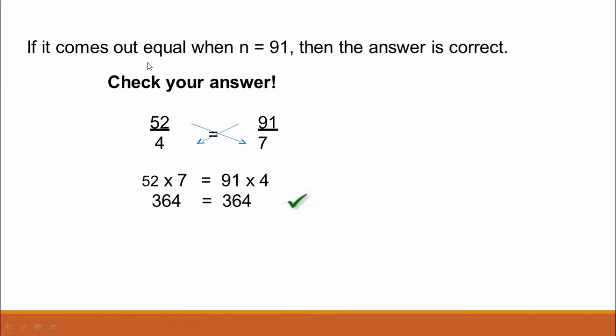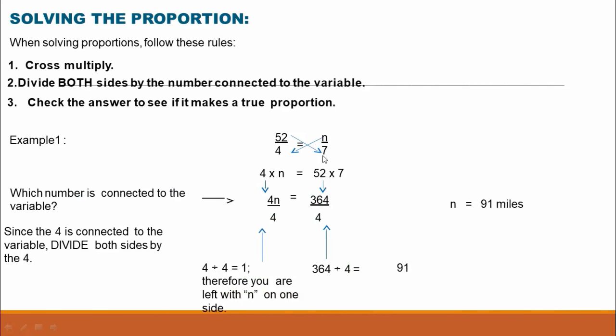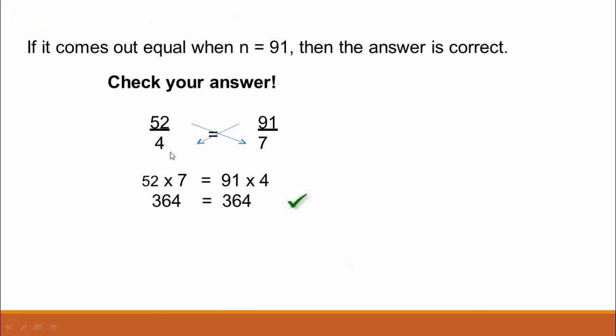Now we check that it comes out equal when putting 91 into the given proportion. This is the given proportion: 52 divided by 4 is equal to n divided by 7. So 52 divided by 4 is equal to 91 divided by 7. Again using cross multiplication to check the result, 52 multiplied by 7 and 91 multiplied by 4, we get 364 is equal to 364. So the result for the proportion is true.